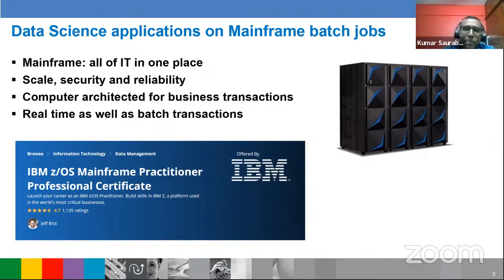And what happens with batch jobs, if I give an example, let's say salary credits, right? If you're working in a company, usually the salary comes at the end of the month, right? Such transactions can be done using batch jobs. For example, a program can be scheduled to run by the end of the month, which is responsible for salary credits, right? And there could be many other applications.